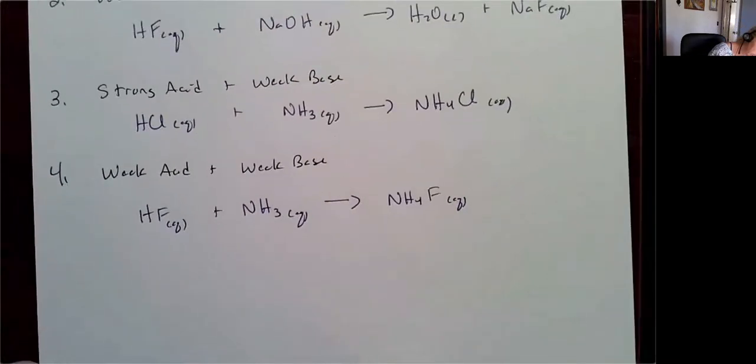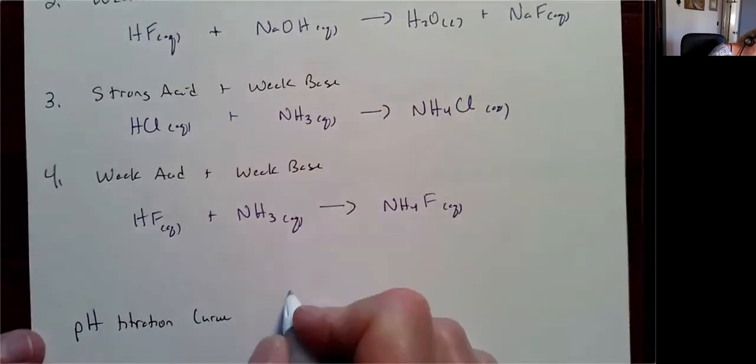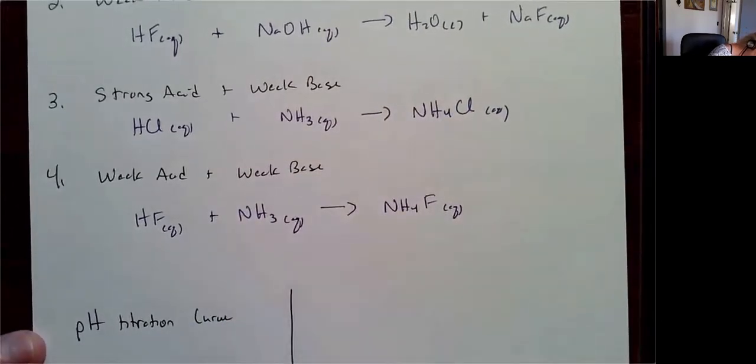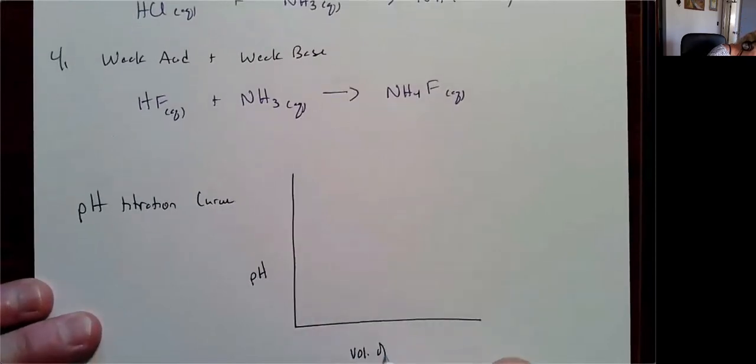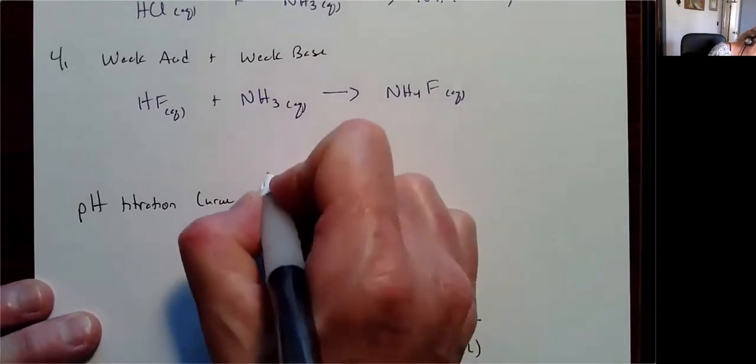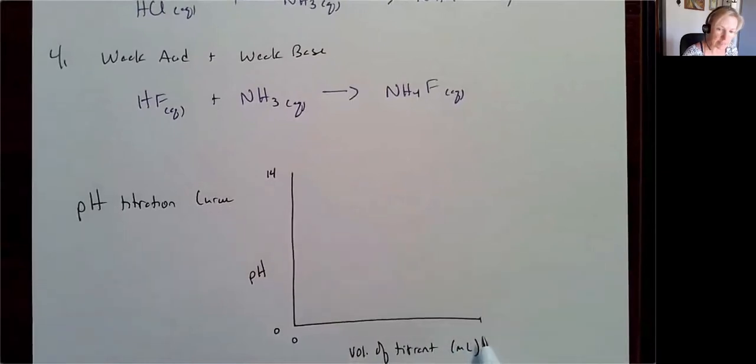So for my titration curve, I'm going to set them all up the same, regardless of what I'm reacting with what. My pH titration curve is going to have pH on the y-axis, and I'm going to have volume of titrant down here, and this is going to be usually in milliliters. And pH, remember, is a 0 to 14 unitless scale. And then I'll start with 0 moles of my titrant, and then I'll go to some amount that is going to exceed my equivalence point.